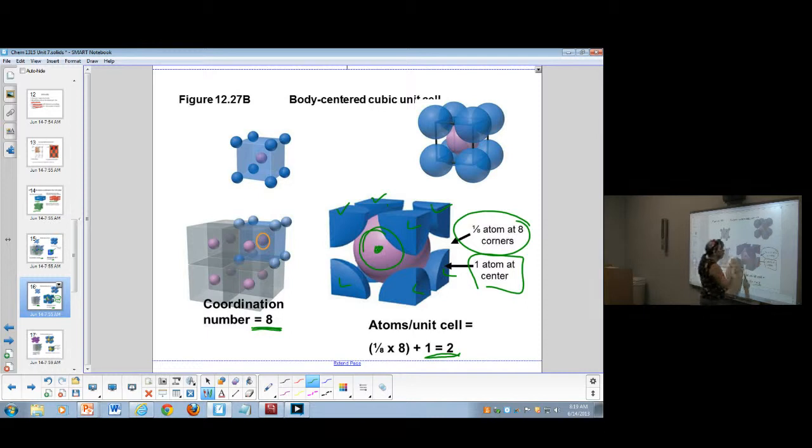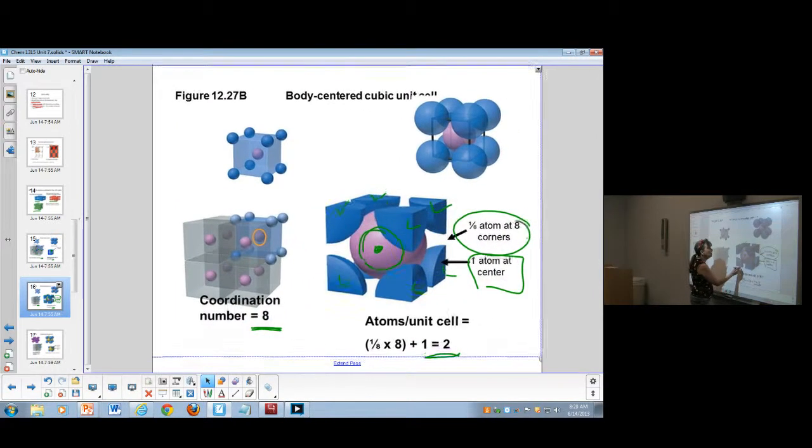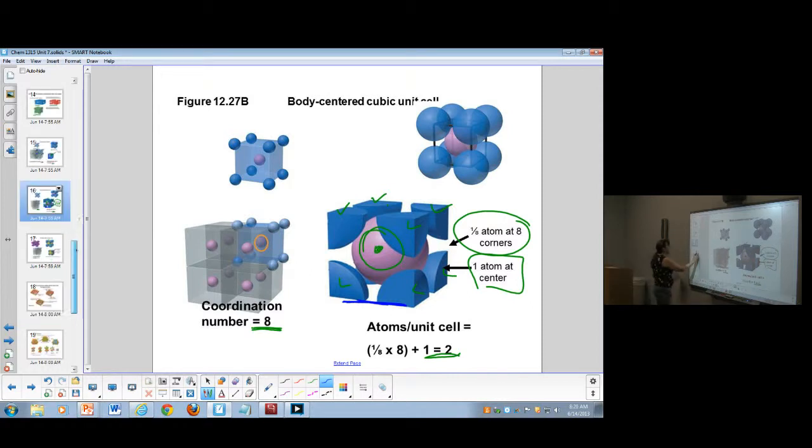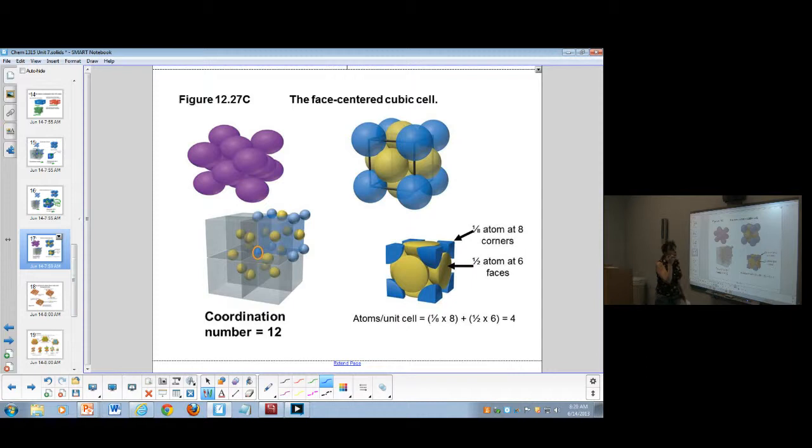Now, I want you to also notice these atoms on the corners don't touch anymore. They're not touching each other anymore. They only do that in the simple cube. Then our last cubic cell is something called the face center cell. Lots and lots of metals get packed into the face center cell.